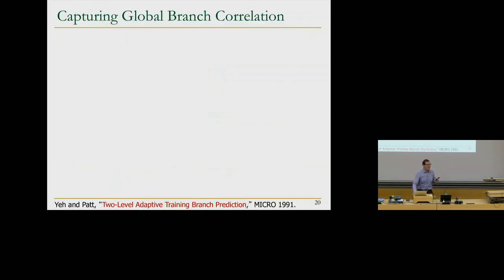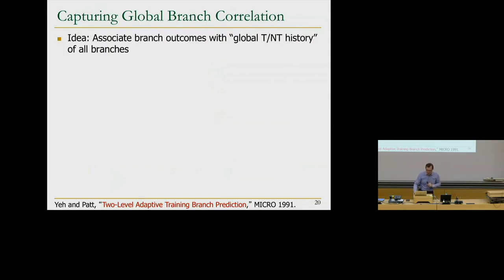So how do you capture global branch correlation? This is a real example. There are many, many other real examples. So the idea is very simple, actually. We want to associate branch outcomes with the global taken, not taken history of all branches. So we're going to keep a history of taken, not taken behavior of some number of branches. I say all, meaning that there are different branches that contribute to this history.